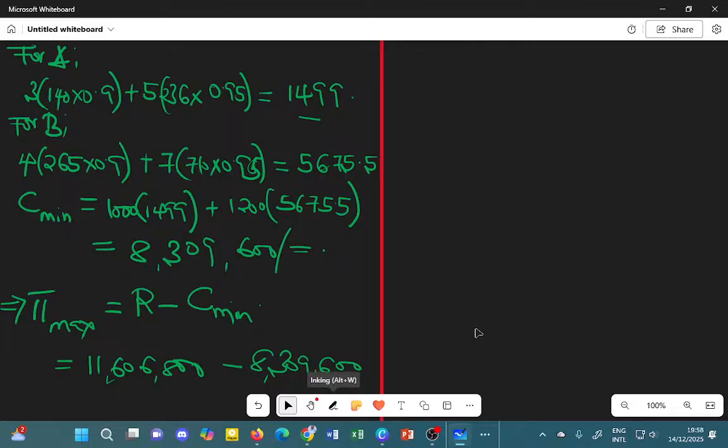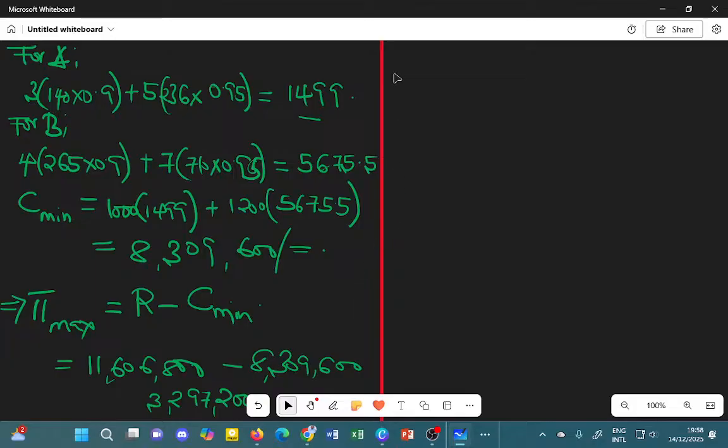Good. So if you subtract these two, the expected maximum profit, which is the difference between this and this, will be 3 million. You can confirm this using your calculator. It is 3,297,200 shillings. So that becomes the expected maximum profit.